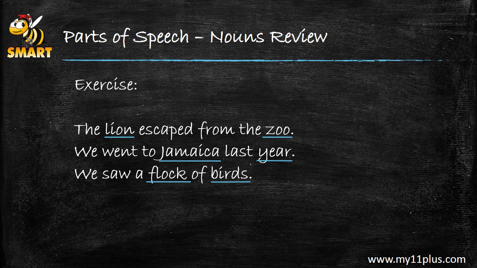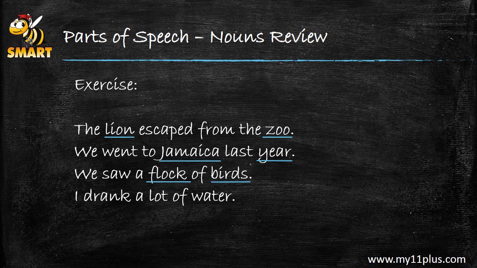There's another noun in the sentence. The word birds is also a naming word. And birds is a common noun because it's a general name given to a particular type of animal. Birds is also a countable noun because we can count the number of birds, and it's a concrete noun because you can see as well as touch birds.